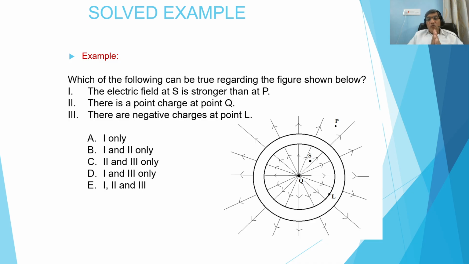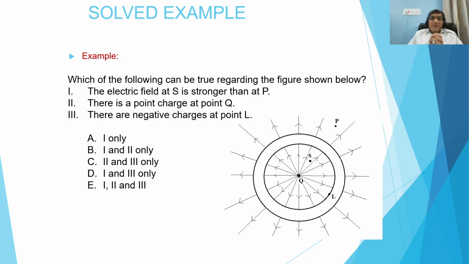So as we move away and away, and the electric lines of force move far apart, the strength of the field decreases, and where the electric field lines of force are close together, the electric field strength is stronger. So the electric field strength at S is stronger than at P. This is again a correct point.